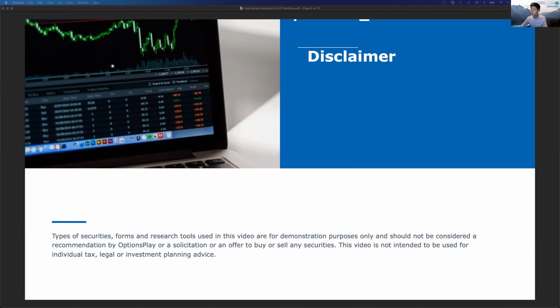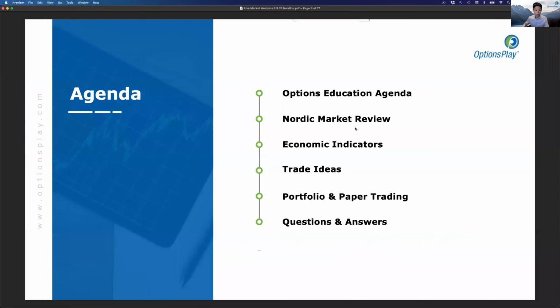During today's session, we're going to go over the options education agenda just to give you a sense for what is coming up in our education calendar. We're going to do the Nordic market review. We're going to look at the major indices. We're going to break down the individual sectors. We'll take a look at sector rotation, some of the ideas, as well as economic indicators.